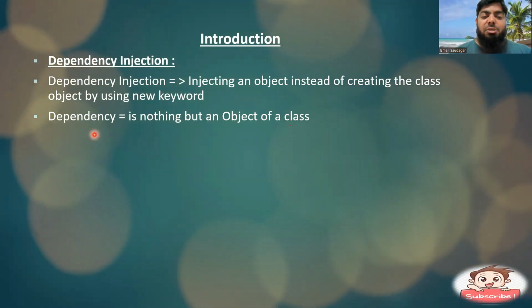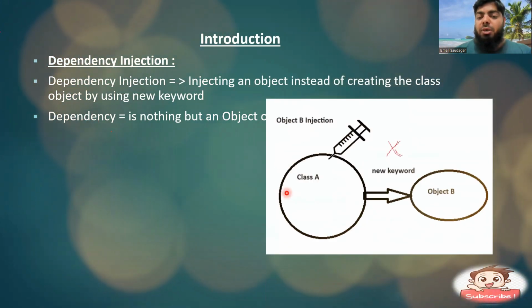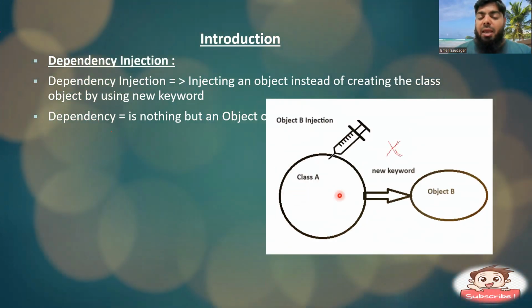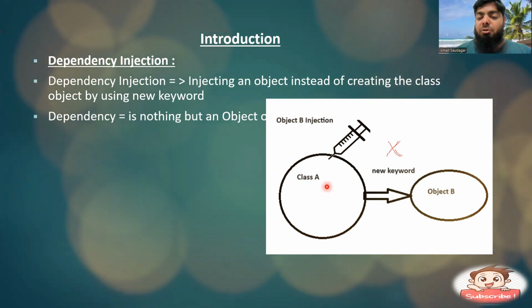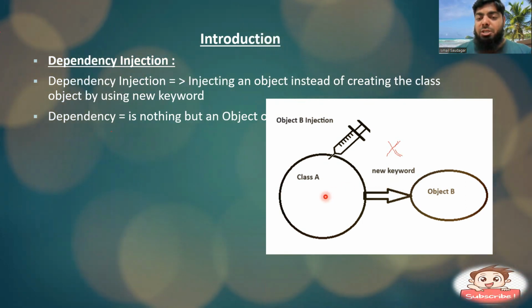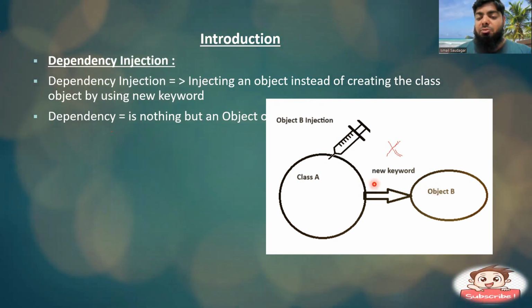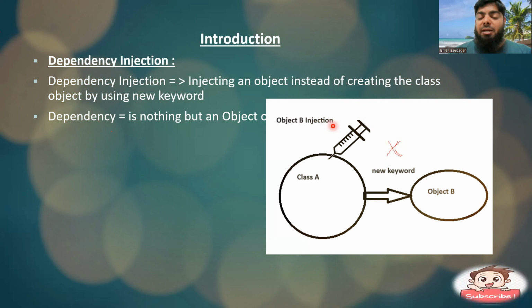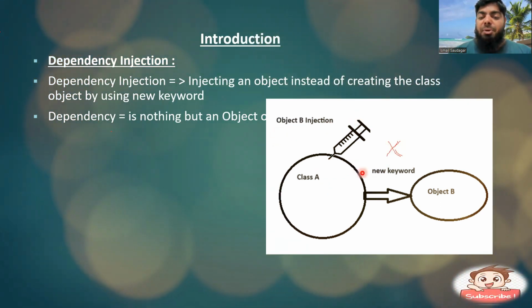Here, dependency means an object of a class which is required. You can see I have given an example. I have a class A, and class A wants an object of class B. Previously, we created the object B by using the new keyword. This is the old or traditional method, but in dependency injection, instead of creating the object by using the new keyword, it is injected directly into class A. A ready-made object is injected. This is called dependency injection.